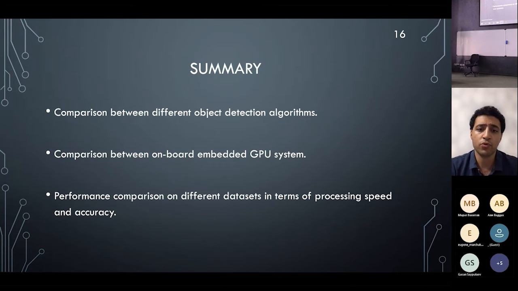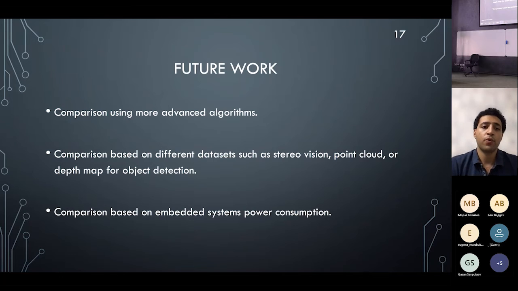This paper can be used to determine the appropriate object detection algorithm for a specific task relying on the speed accuracy trade-off. For future work, we are planning to do a comparison using more advanced object detection algorithms, to make a comparison based on different datasets such as stereo vision, point cloud, or depth map for object detection, and to make a comparison based on embedded systems power consumption.